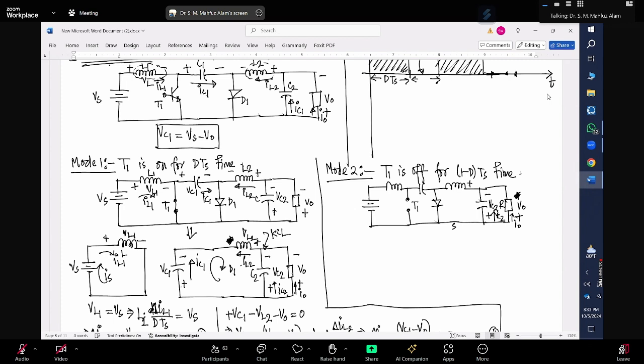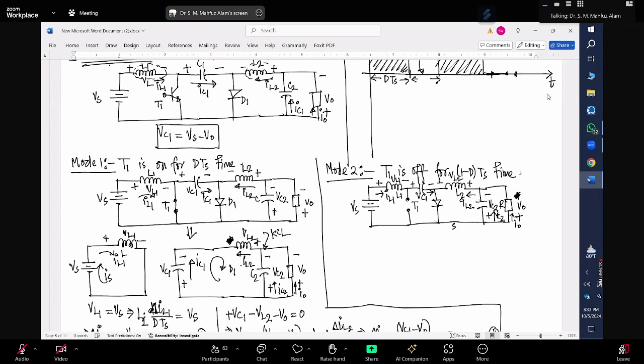Okay, so we are considering the voltage polarity in the same way. So this should be my VL2. This is L2, which is providing current in this direction, IL2. And this is the polarity for VL1. So it is providing current IL1 in this direction. This is my L1. And this is my capacitor, so that should be your VC1. And the capacitor current is in this direction.